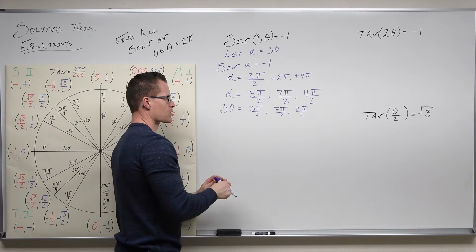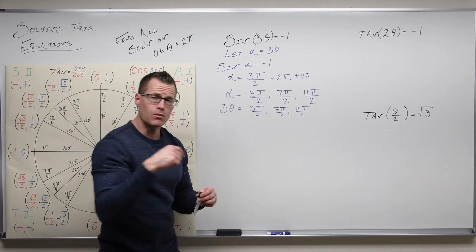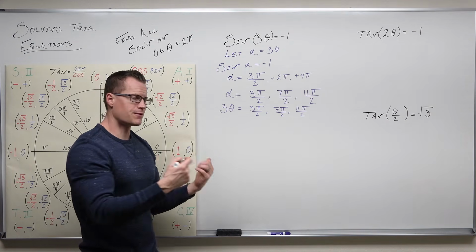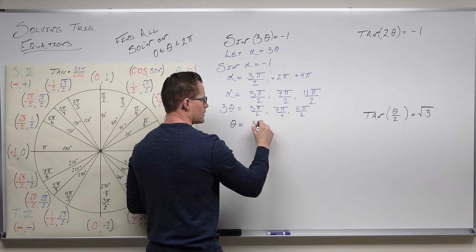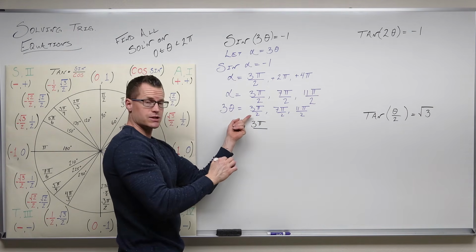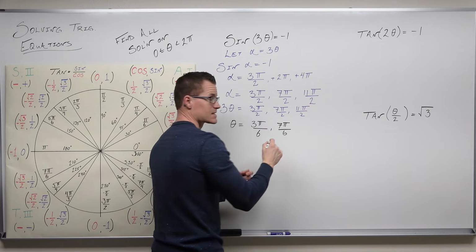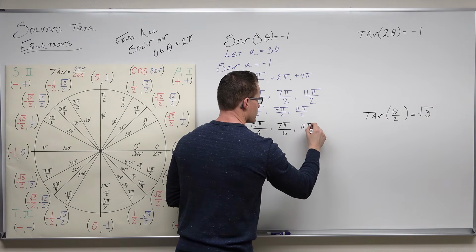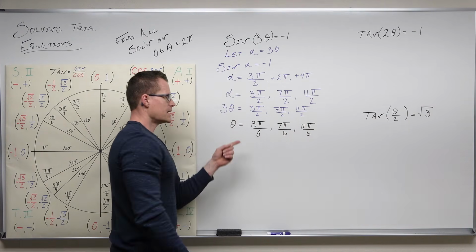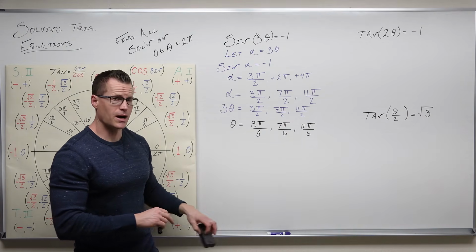Now divide everything by 3. And if we do that, remember that dividing by 3 is like multiplying the denominator. So when I divide by 3, we're going to get 3 pi over 6, 7 pi over 6, and 11 pi over 6. Yeah, we should simplify that. So 3 pi over 6 is really like pi over 2.